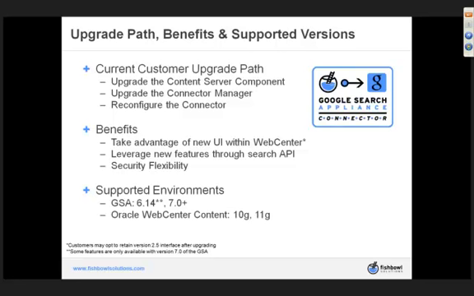So whether you're a new customer or existing customer, the GSA Connector 3.0 is supported on Google Search Appliance either 6.14 or 7, Google's latest release. Some of the things we're showing are specific to 7, so if you want to use those features, you'd have to use GSA 7, but it will run for customers who are still on 6.14, and this will work with WebCenter Content or UCM 10G or 11G.